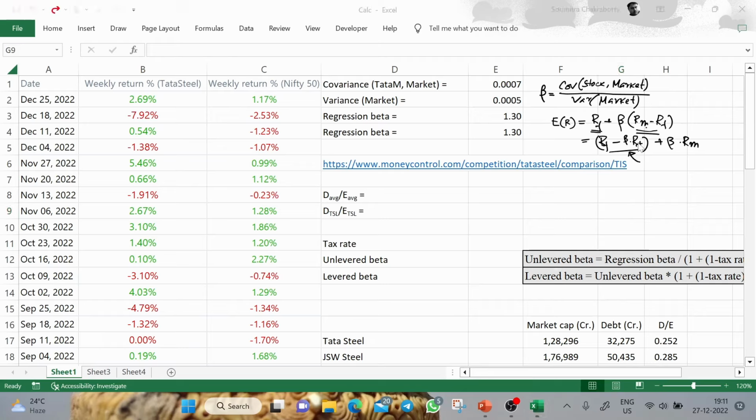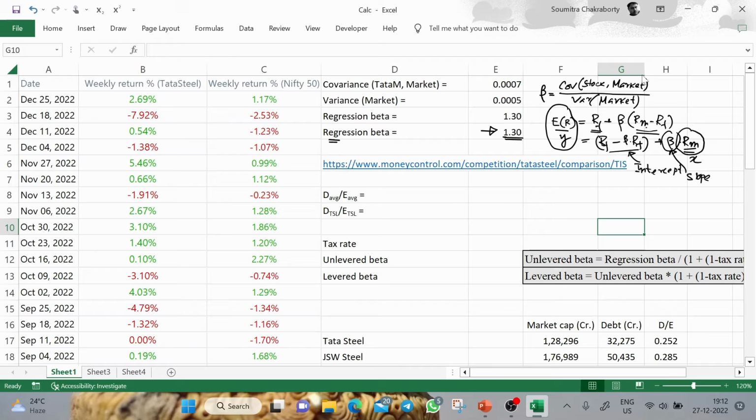Beta is constant, RF is also constant. So this will be your intercept for the model, and this is the x variable, this is obviously the y variable, and this is the slope. So the market return is your x variable, the expected return of the particular stock of interest is the y variable, and this beta is the slope. That is why we are able to implement the slope formula here, and we are getting the same result, 1.30. So this is your regression beta.